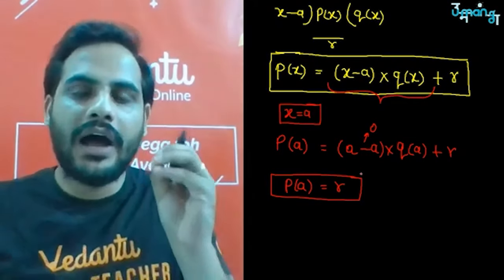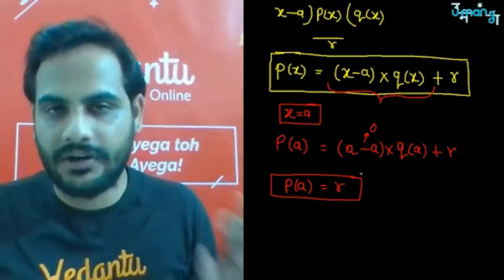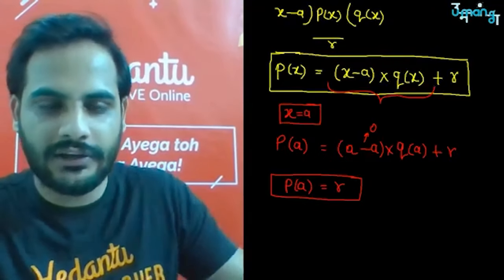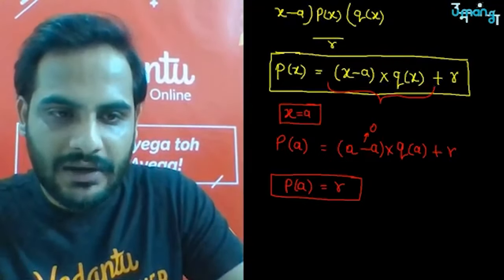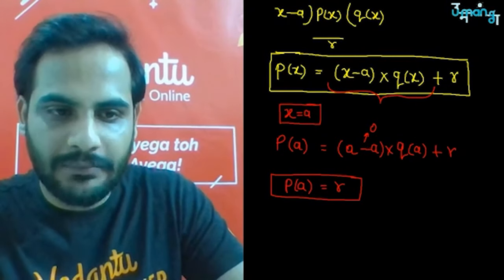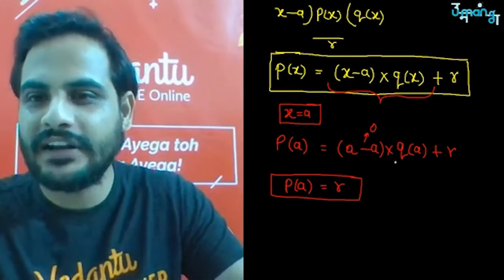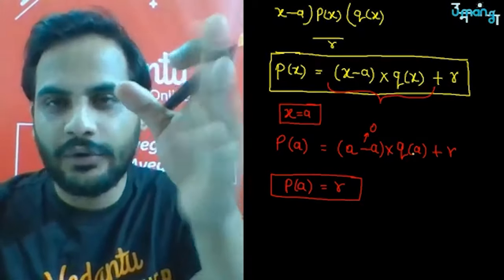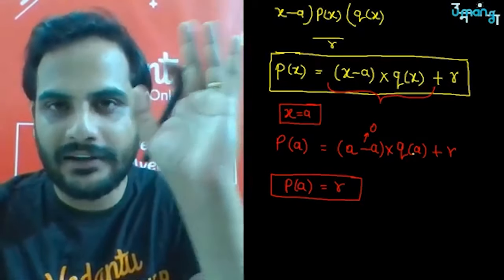So now, how do you use the remainder theorem? One important thing I would like to tell you all here: remember that the remainder theorem is only telling me about the remainder. You saw that the quotient got multiplied by 0, so the quotient doesn't matter in the remainder theorem.